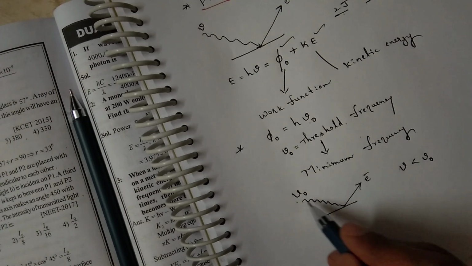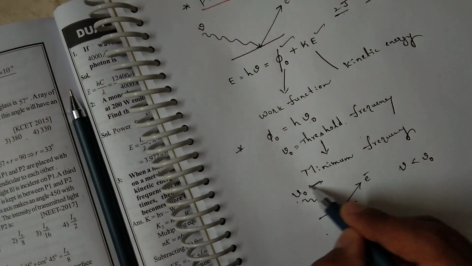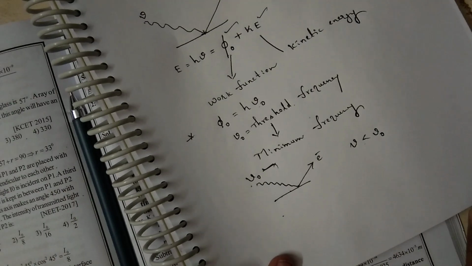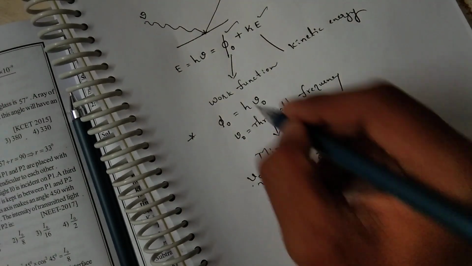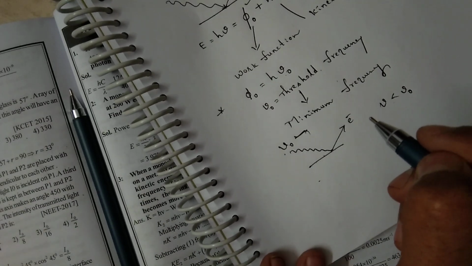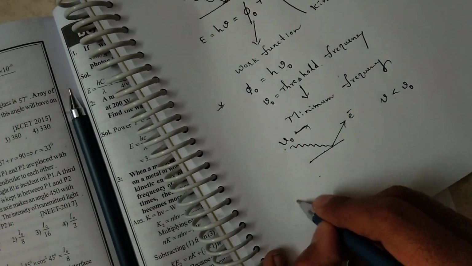If the frequency of radiation is less than nu naught, then there is no concept of photoelectric effect. Okay. And now, phi naught is equal to what's the value? H nu naught. Okay. Now I am taking another formula for this.